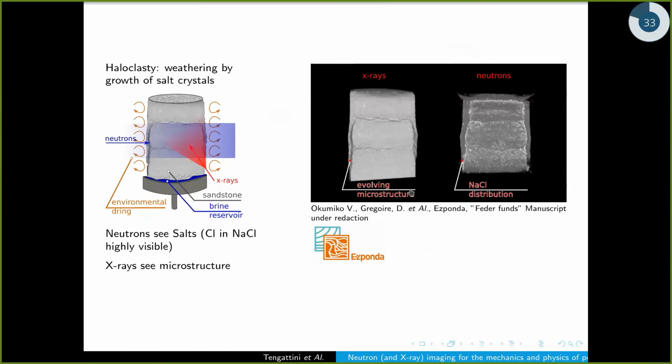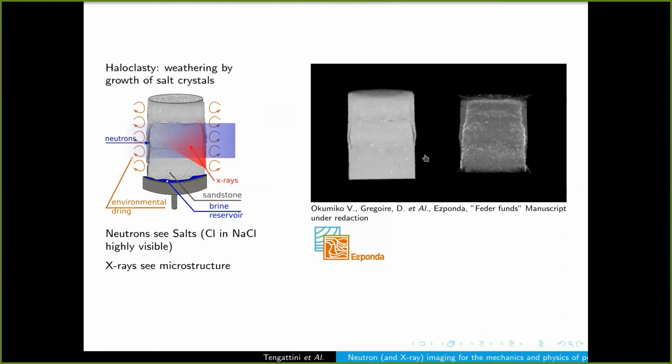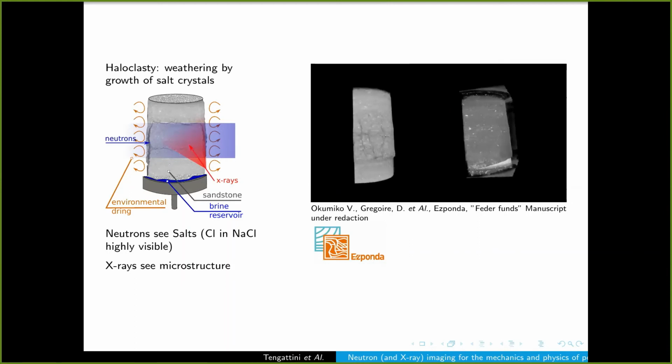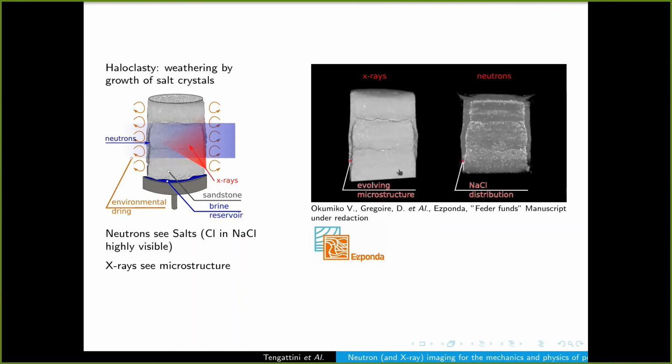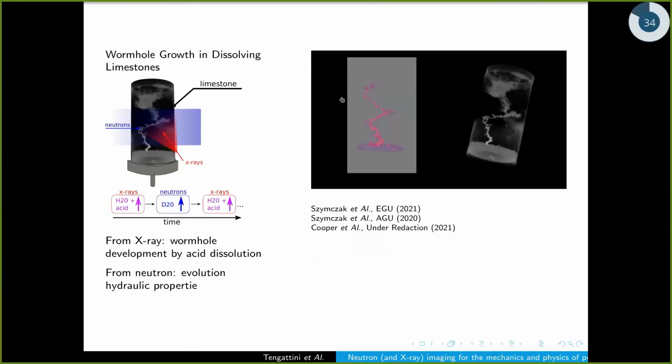Just to bring a couple more quick examples of possible application: haloclasty. So brine will get into a rock, in particular in coastal areas, the water will evaporate, the salt will accrete, and eventually the salt can cause opening of fissures. And once again, fissures are best studied by X-ray imaging, but the salt in itself is rich in chlorine, which is somewhat transparent to X-rays, whereas it's very opaque to neutrons. So once again, this coupling can be ideally studied by these combined techniques.